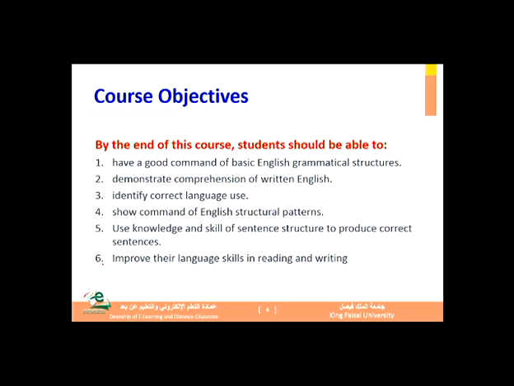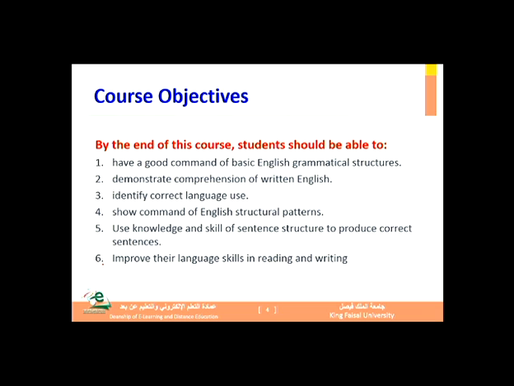Number two, the student will be able to demonstrate comprehension of written English. In the second part of the course, we are going to have some passages taken from a course. We are going to study those passages, concentrate on the written form, on the written English, and analyze those passages in terms of grammar, vocabulary, and structure, and we are going to give explanations for the words, and apply the grammatical sessions that we have to those passages.